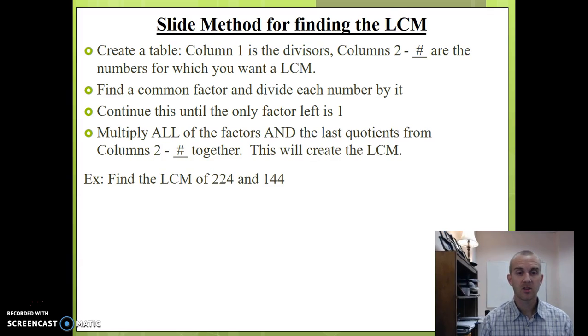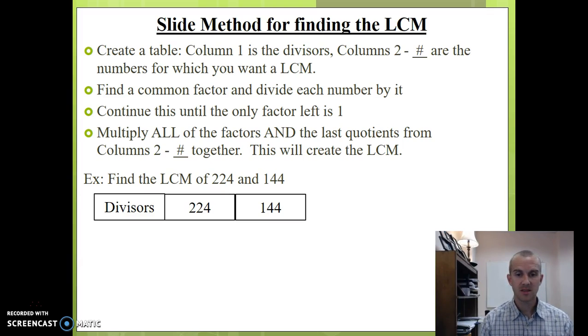Now, I can use the same method for the LCM. The one small difference is that I'll take both the first column, my divisors, and my last two quotients and multiply them together. So let's look at this again. So we're going to find the LCM of 224 and 144. The method's exactly the same.